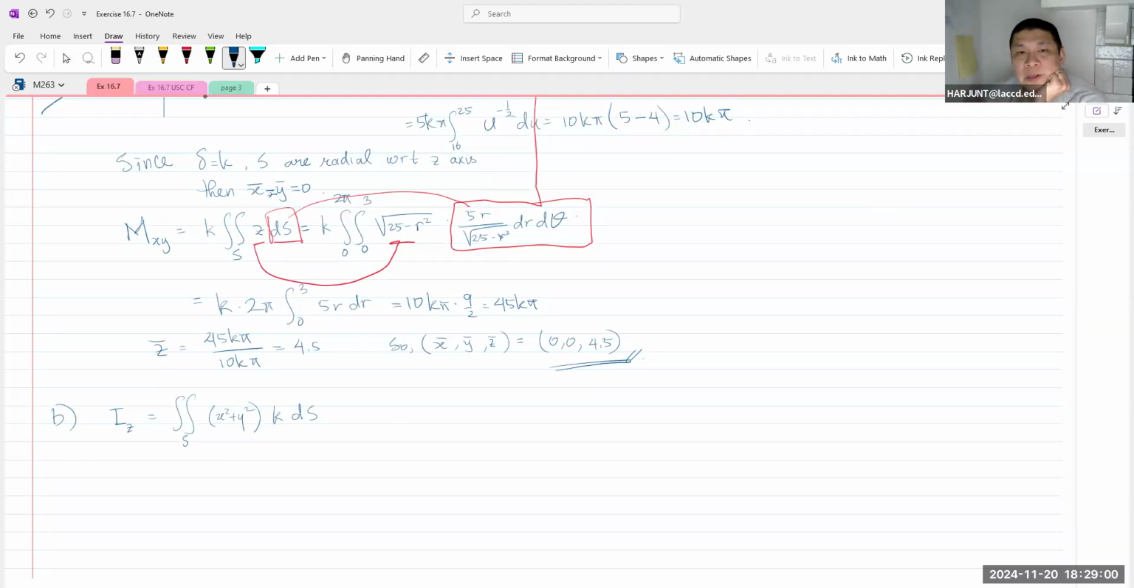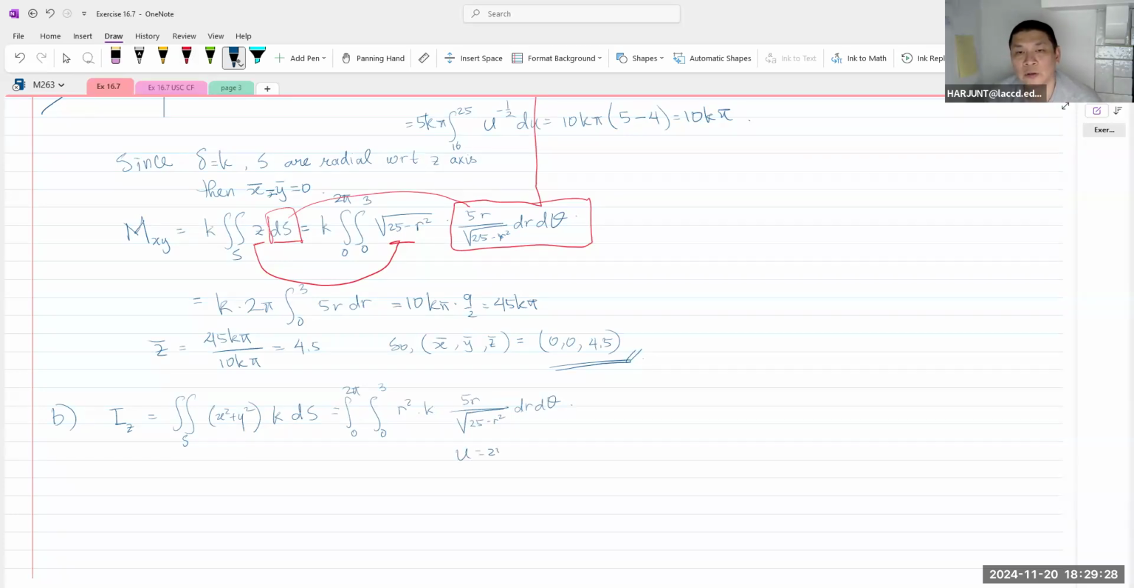But then this becomes the integral from 0 to 2 pi, integral from 0 to 3, of r squared times k times 5r over the square root of 25 minus r squared dr d theta. That's basically it. I hope you can integrate this yourself, but let's do it anyway.